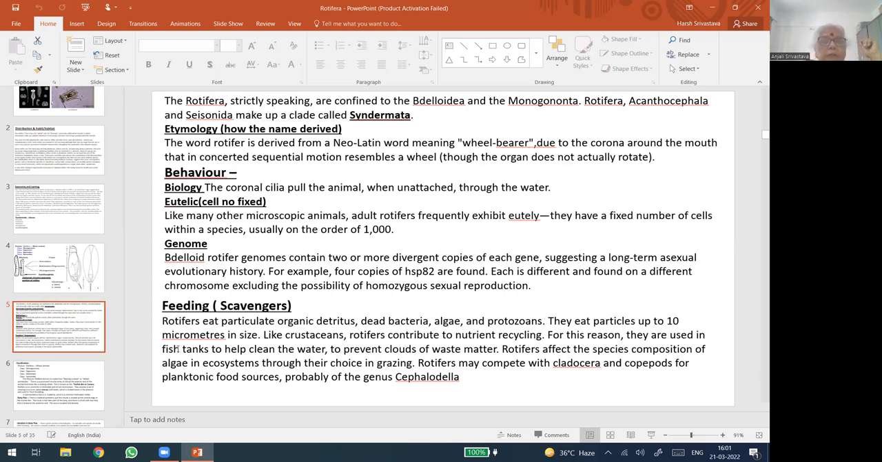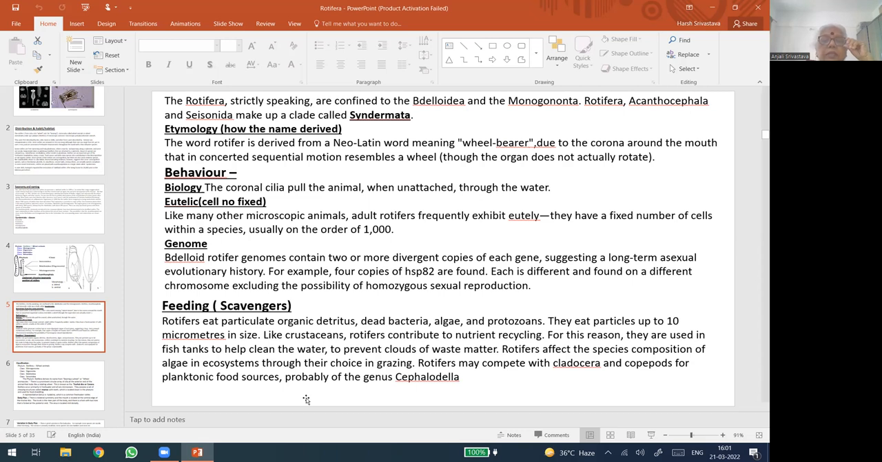Now their feeding behavior is very interesting. They are used as scavengers. They eat particulate organic detritus, dead bacteria, algae, and protozoans. They eat particles up to 10 micrometers in size. And like crustaceans, rotifers contribute to nutrient recycling.